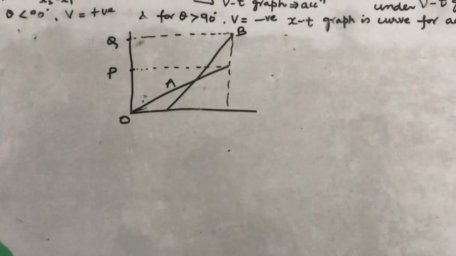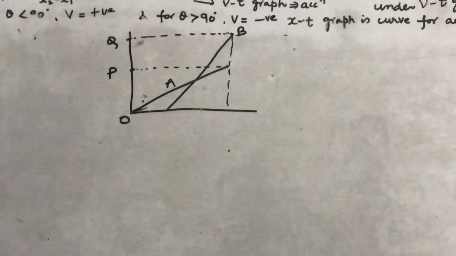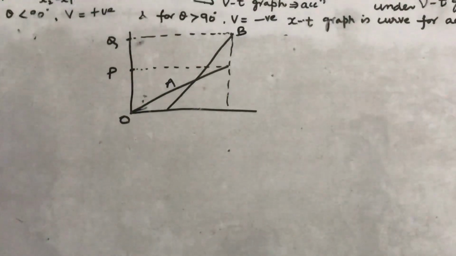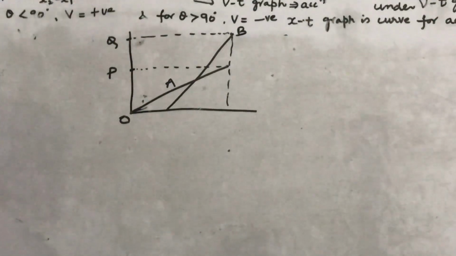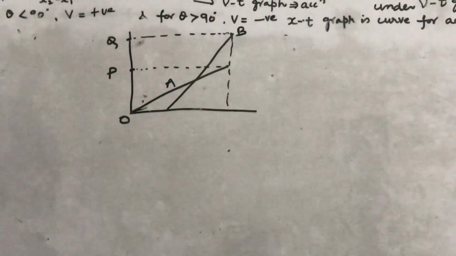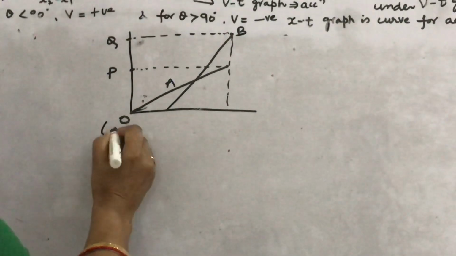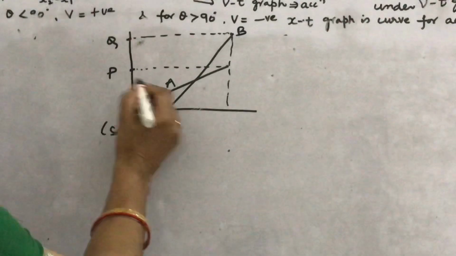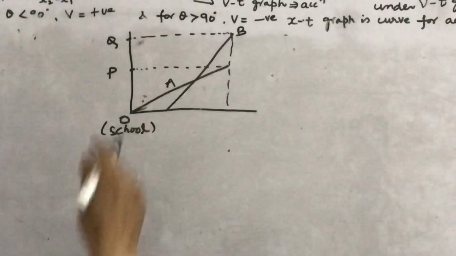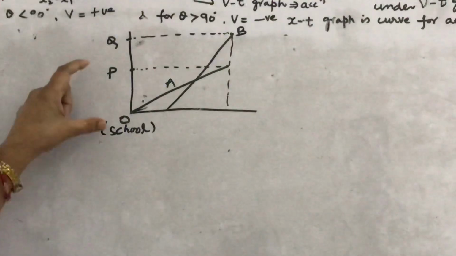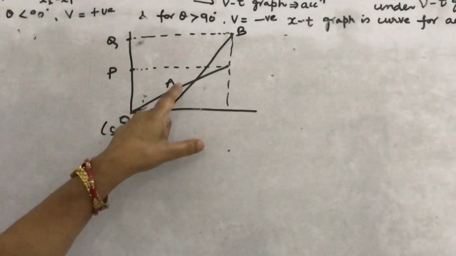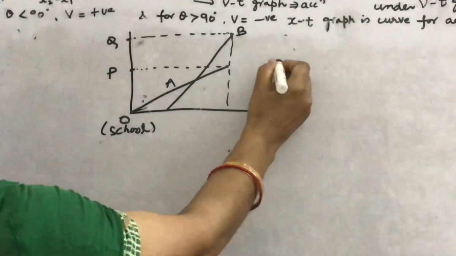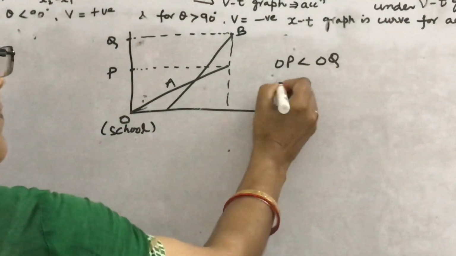There are 4 parts of this question, and look what concept is behind that question. I have noted the question that you have to find who lives closer to the school. O is school and these are the homes. P is the home of A and Q is the home of B. Simply you find who lives closer to the school. Look, OP is less. Since OP is less than OQ, therefore answer is A.